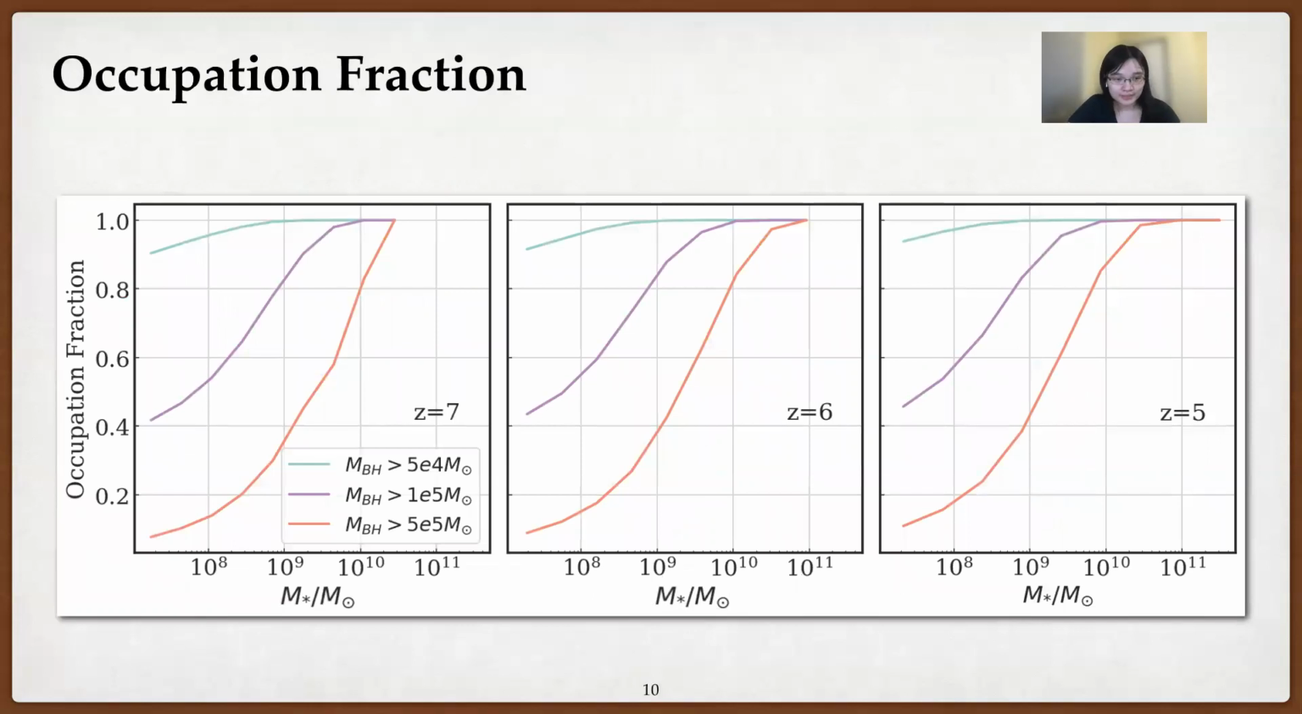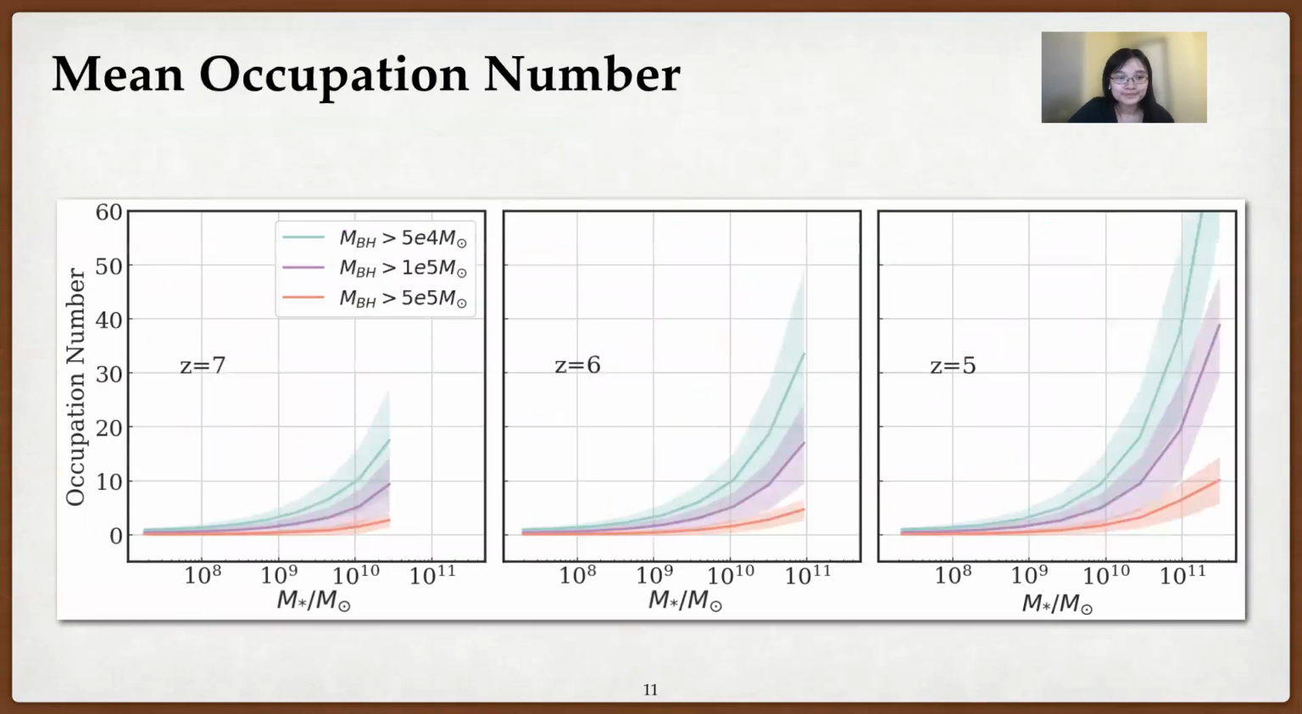Here are the predictions of the occupation fraction of the black holes in the Asterix simulation. The lines show the probability for a galaxy lying within a given stellar mass bin to host a black hole above a certain mass threshold. The blue line is close to our seed mass limit, so the occupation fraction is close to 1, as most of the galaxies in the mass range shown here would host at least one black hole.